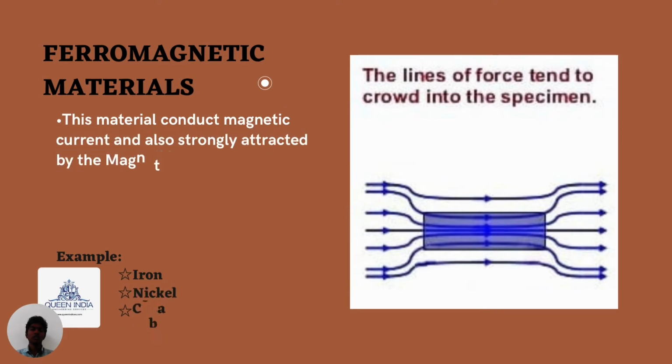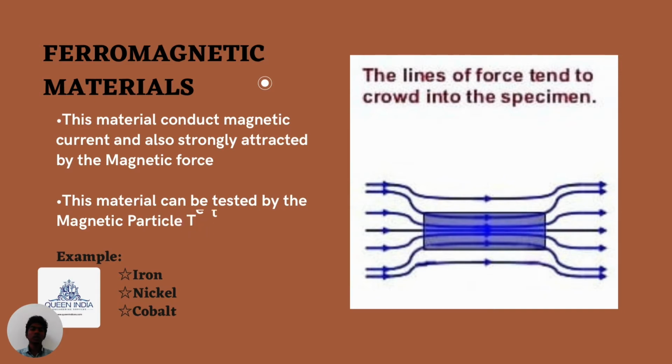Ferromagnetic materials. The lines of force tend to concentrate in the specimen. This material conducts magnetic flux and is also strongly attracted by the magnetic force. Examples of ferromagnetic materials: iron, nickel, cobalt. This material can be tested by magnetic particle testing.